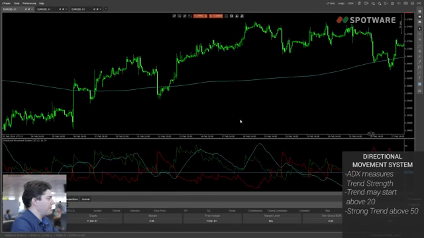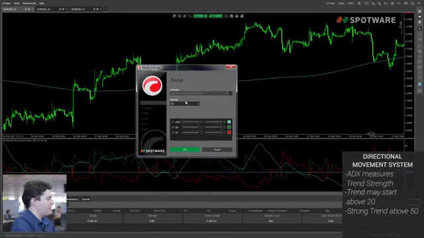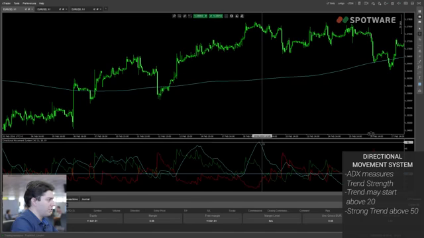Let me show you about the sensitivity. Now I have 20 periods. The default value for this indicator is 14 periods, which is less. Now you're going to see that when I put it to 14 periods, it's going to become more sensitive.